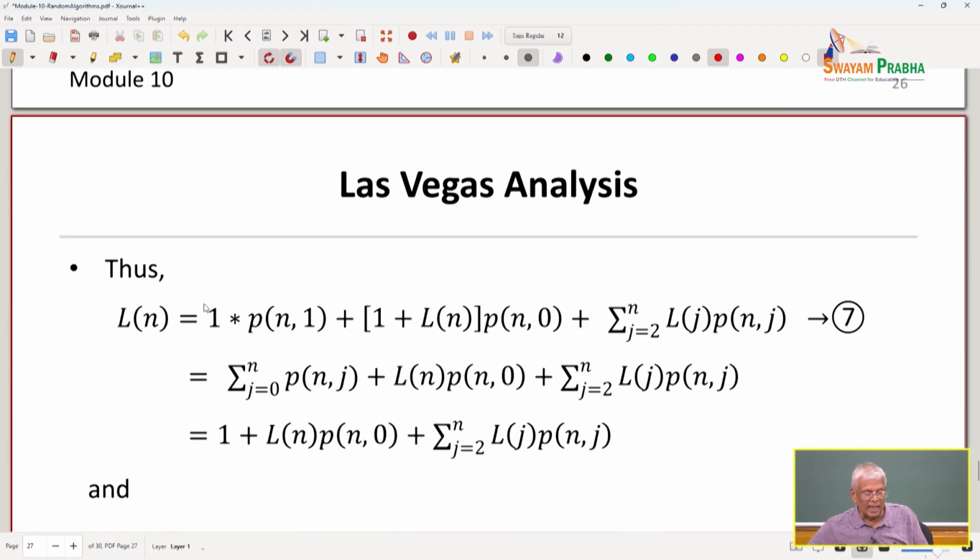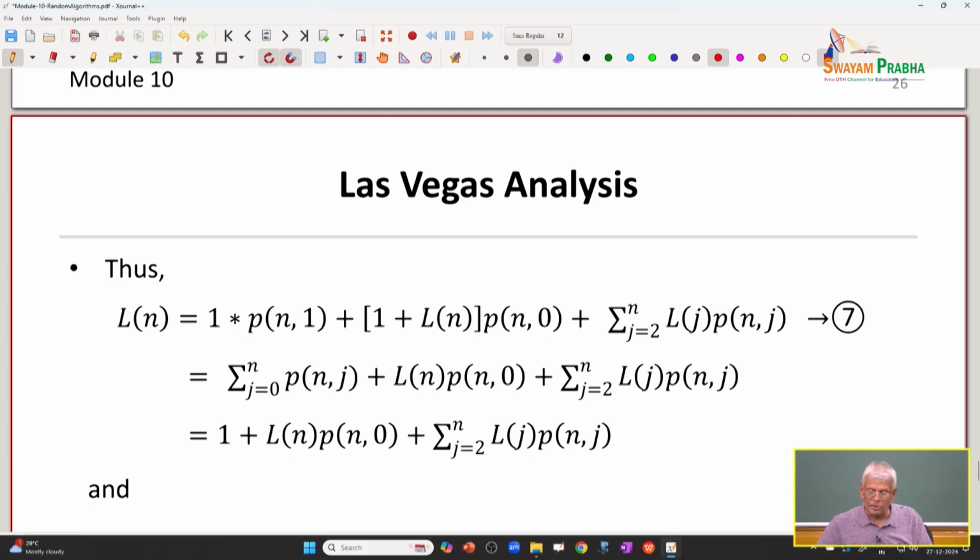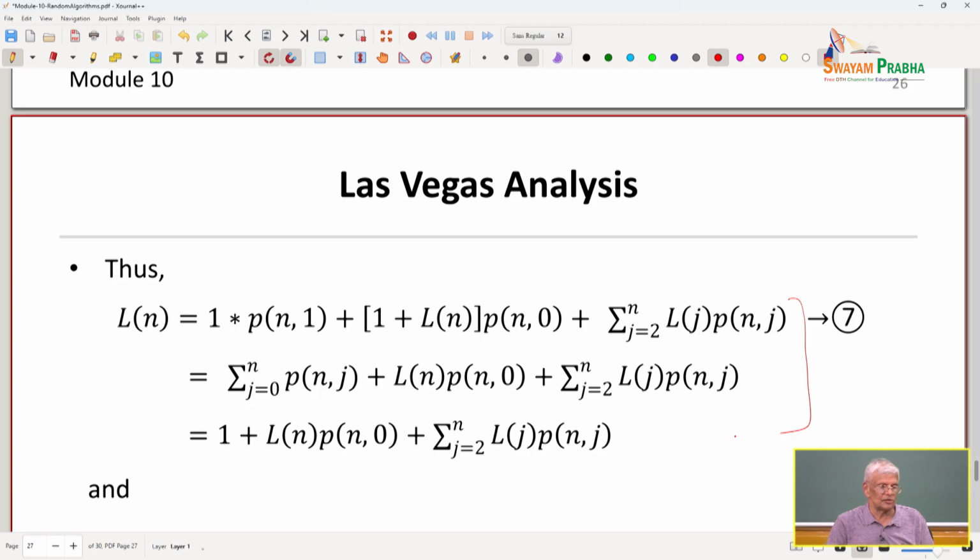Thus, L_n is equal to 1 times p_n,1 plus (1 plus L_n) p_n,0 plus the sum for j from 2 to n of (1 plus L_j) p_n,j. You simplify this formula, you get 1 plus L_n p_n,0 plus the sum for j from 2 to n of L_j p_n,j. That's a very simple arithmetic. I want you to be able to check this. So this is a recurrence relation.